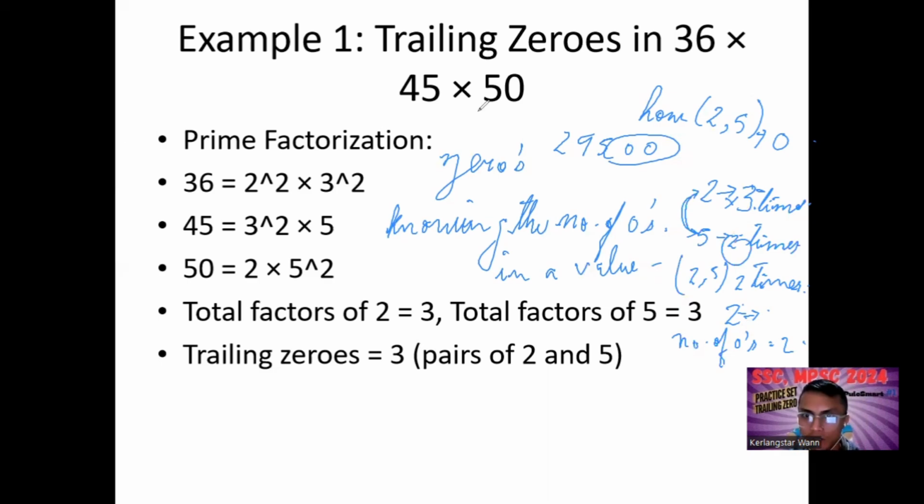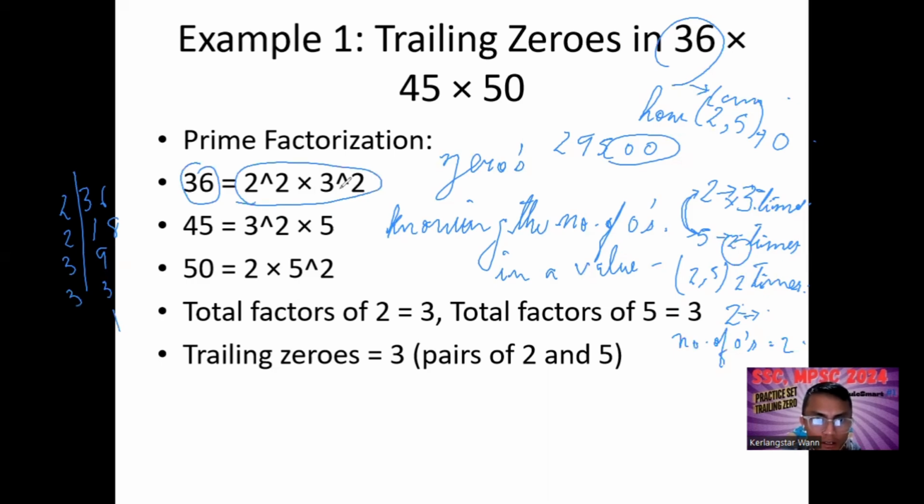Trailing zeros, right? So for 36, we need to take the factors of 36. We get 2 into 2 times and 3 into 2 times. So the number of 2's here we got is equal to 2 times.